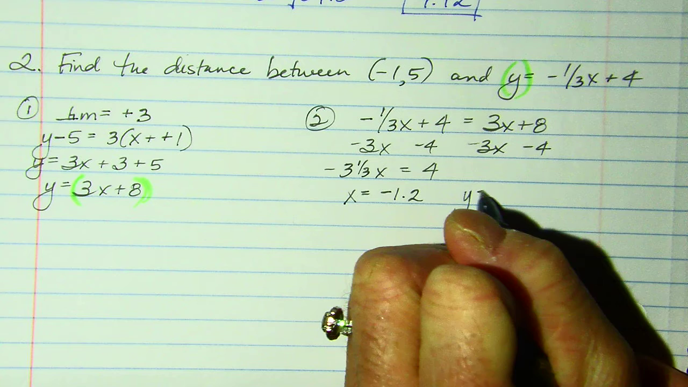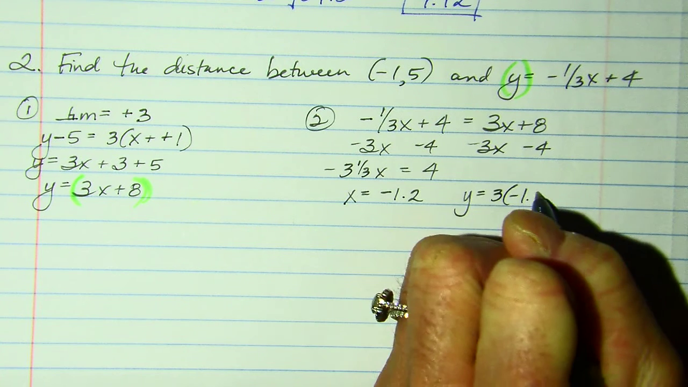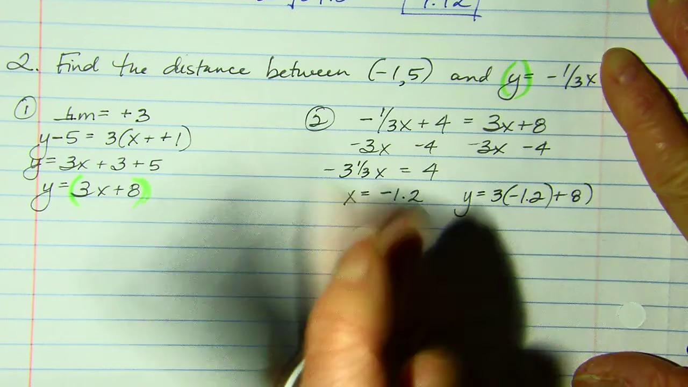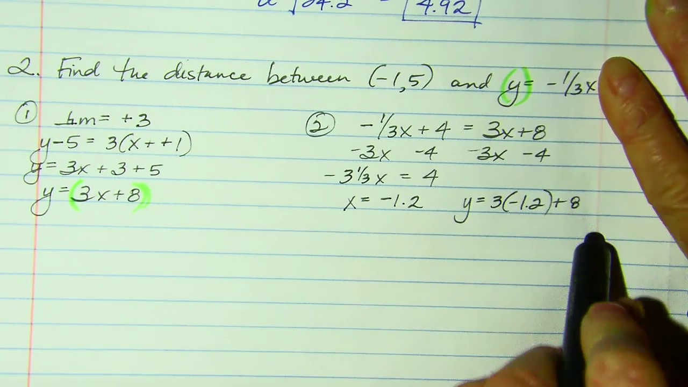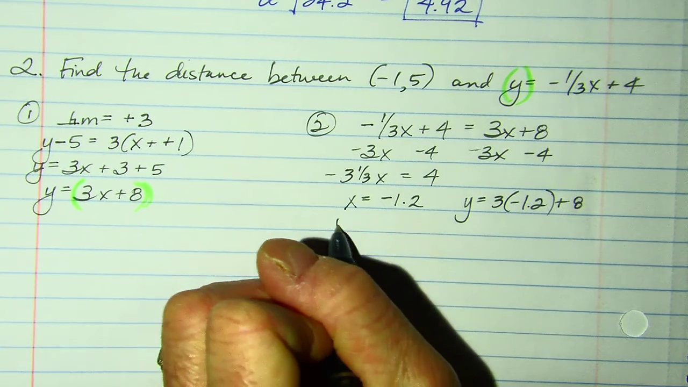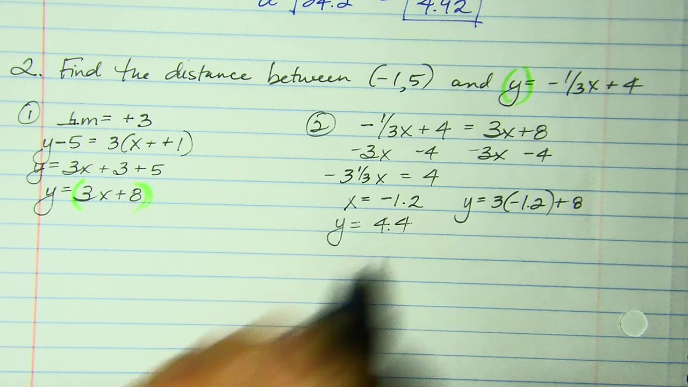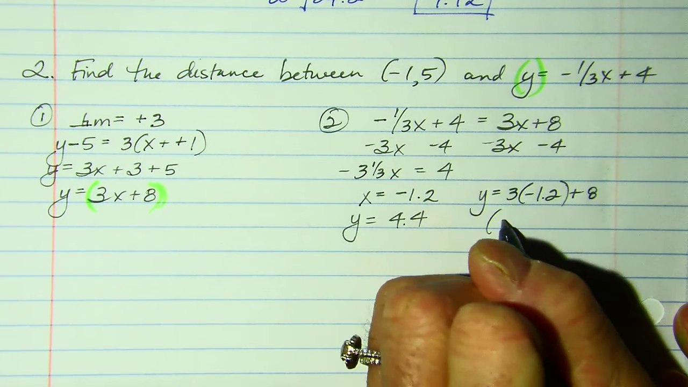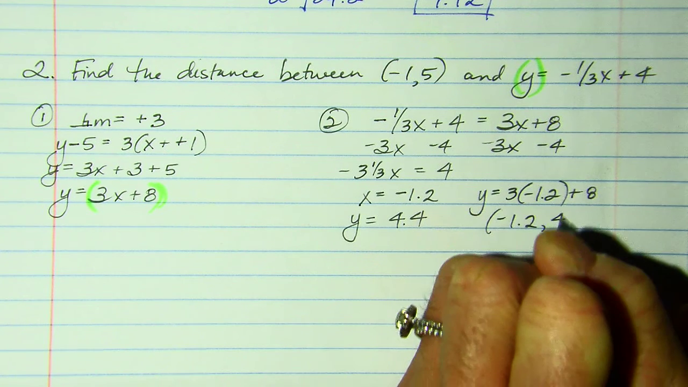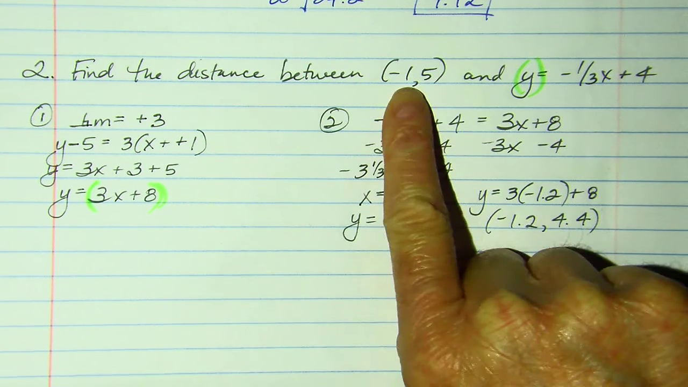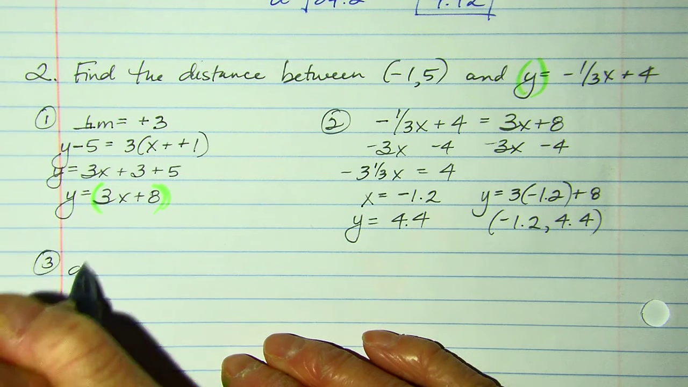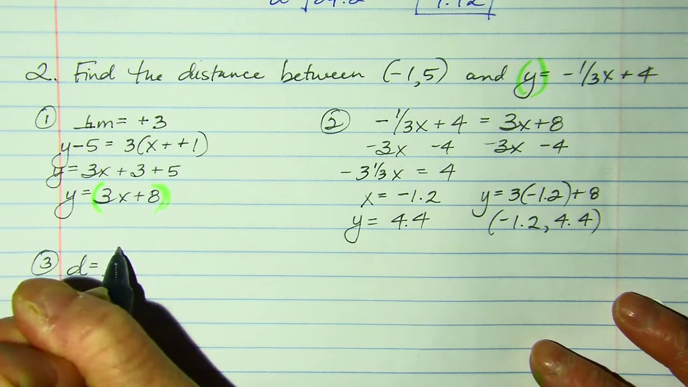So y equals 3 times negative 1.2 plus 8. So I'm substituting that back in, and I found that y equals 4.4. So I now have two pairs of points. I have negative 1.2 and 4.4 and negative 1, 5. So I can now calculate the distance between the two sets of points.